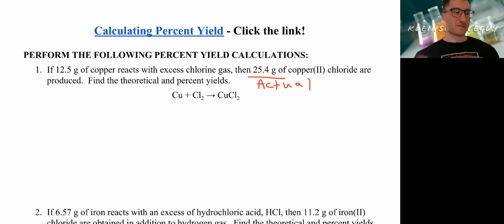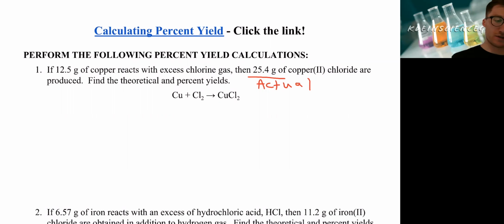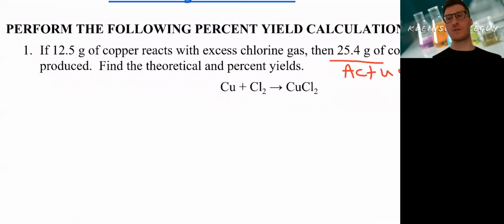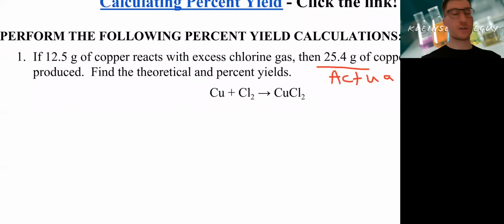First, it says find the theoretical and percent yields. So we want to find a theoretical yield. We know that we actually produced 25.4 grams of copper 2 chloride, but we want to know how much copper 2 chloride we can produce with the 12.5 grams of copper that we started with. So we need to do a stoichiometric calculation, grams of copper to grams of copper 2 chloride.